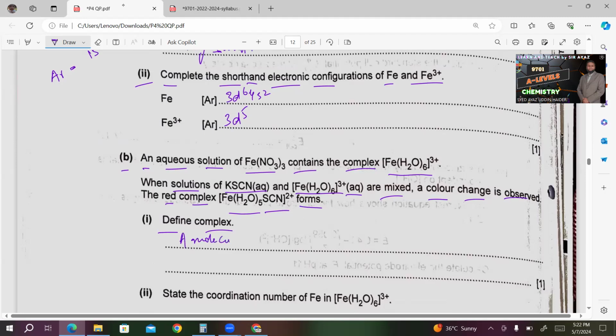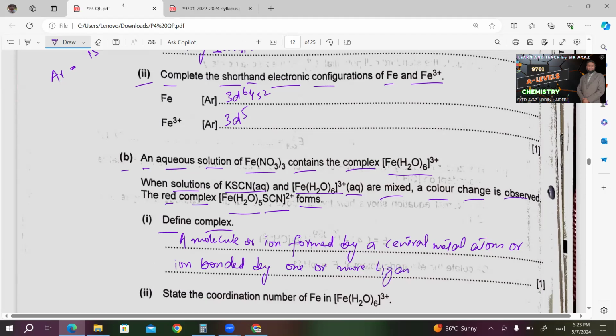A molecule or ion formed by a central metal atom or ion bonded by one or more ligands.